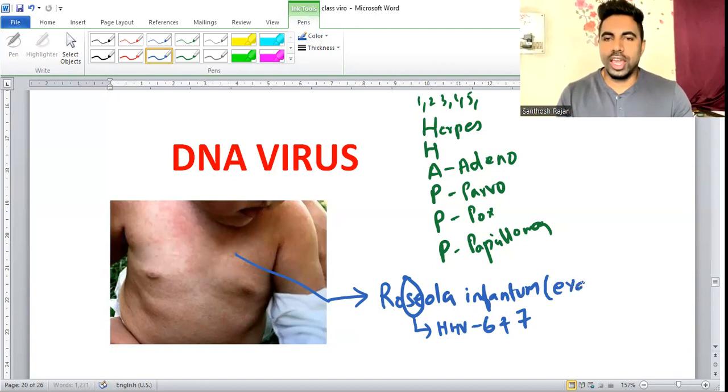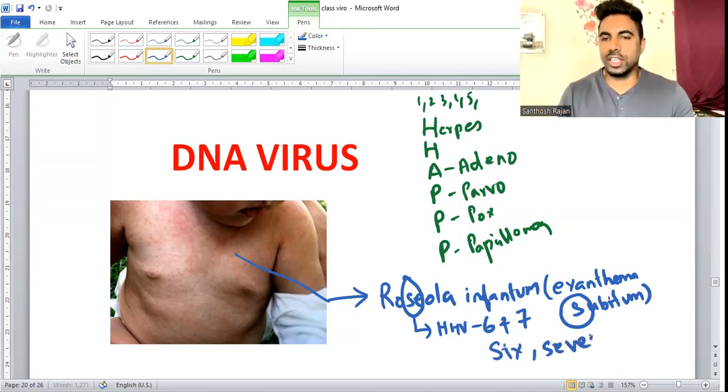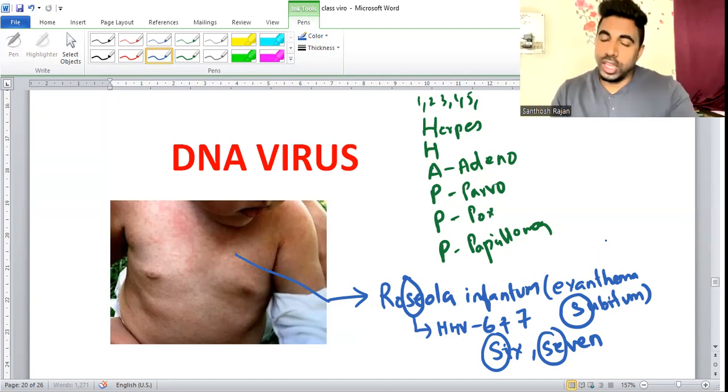Sometimes it's also called Exanthema subitum, S-U-B-I-T-U-M. Here also there is an S to guide you. S is 6, S is 7. Very easy. So why am I stressing here? Because the parvoviruses also cause something, if you remember, the slapped cheek appearance. That is erythema infectiosum, a totally different term. So you don't have to confuse these two. That's the clue I'm giving.